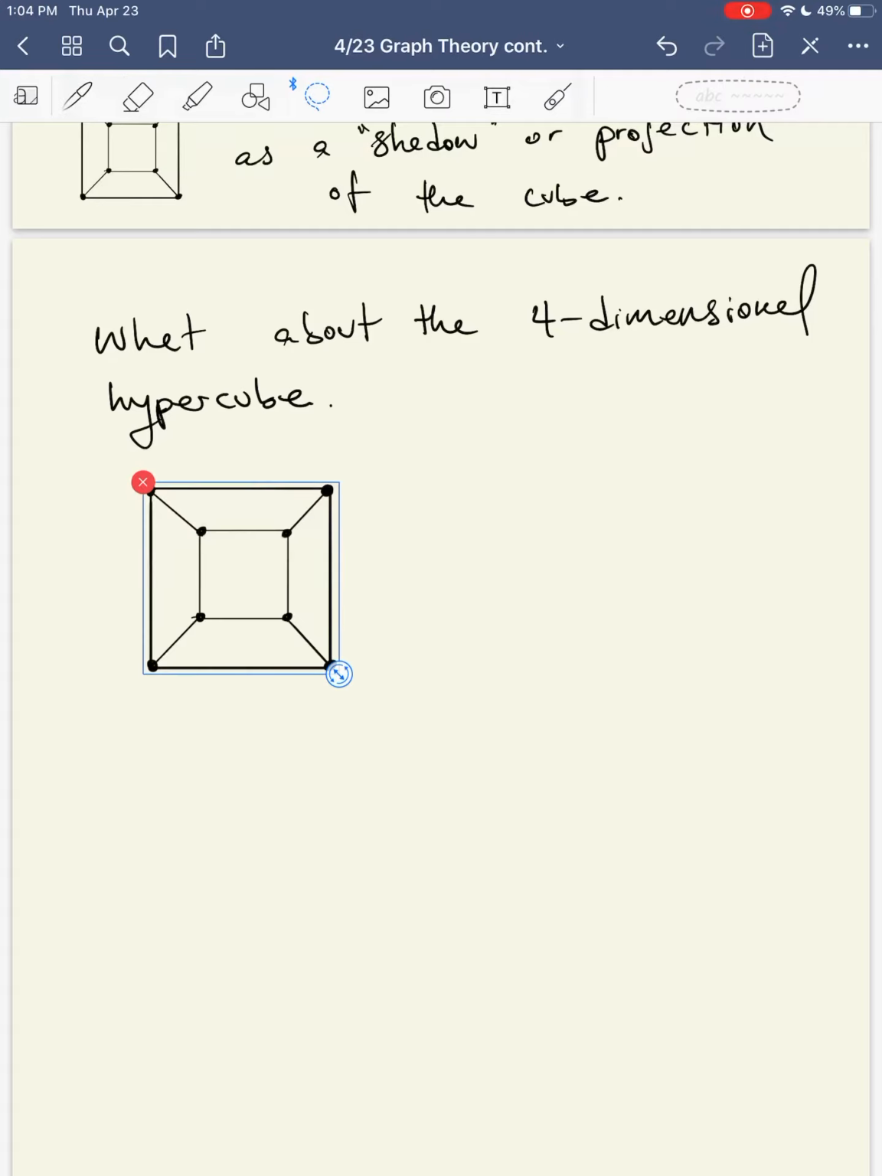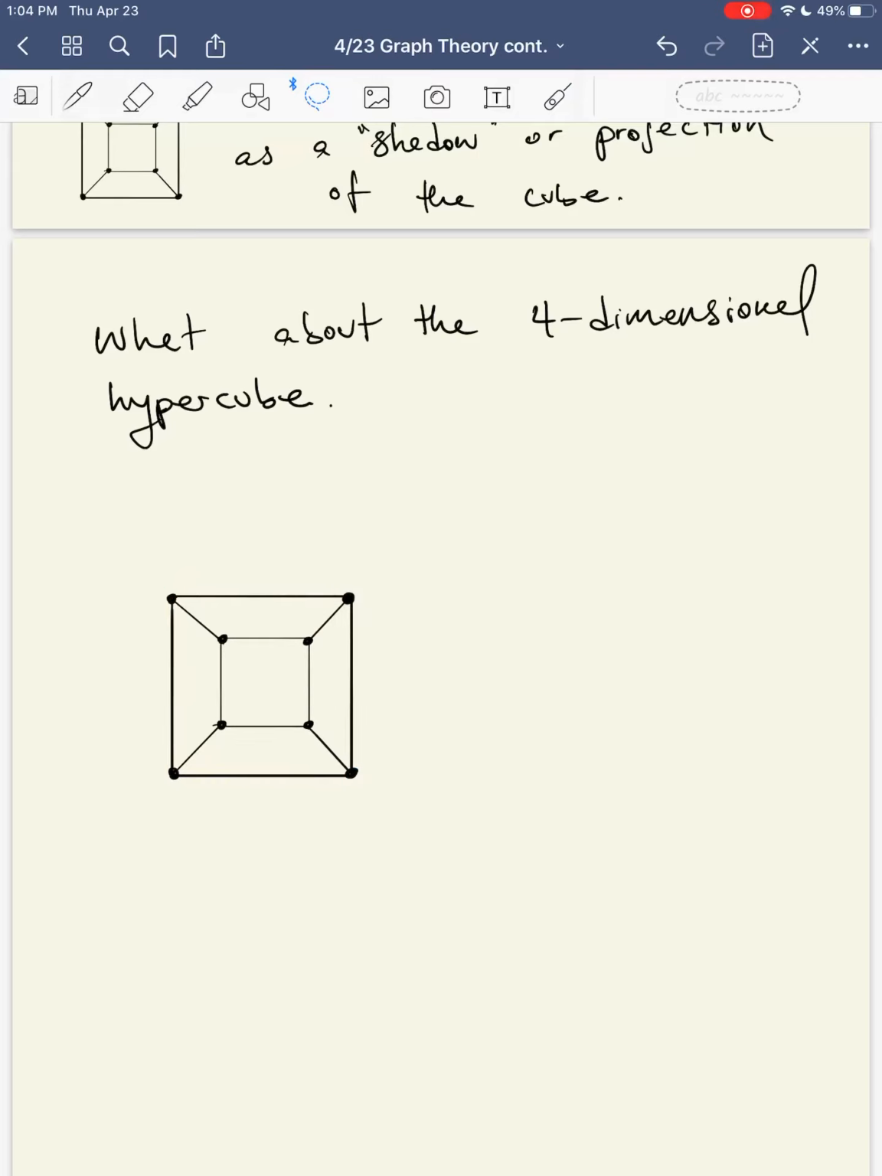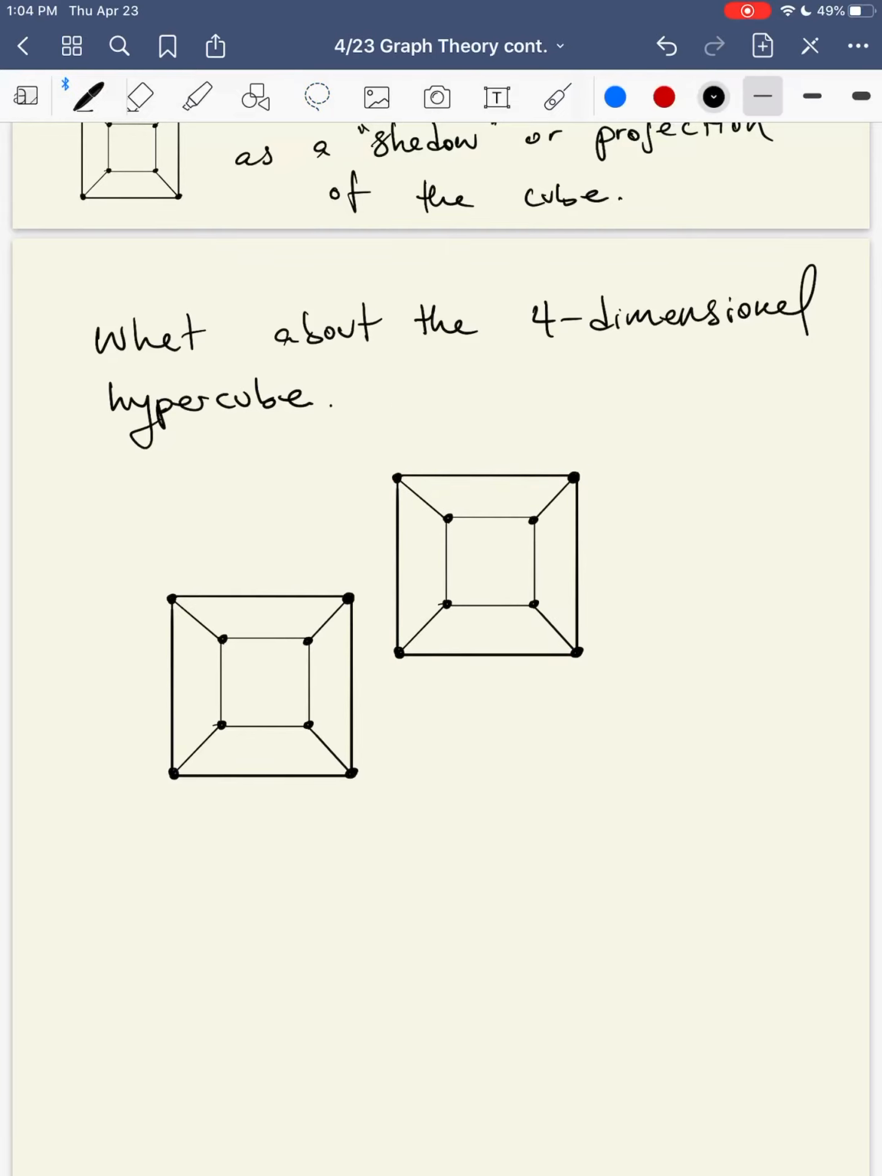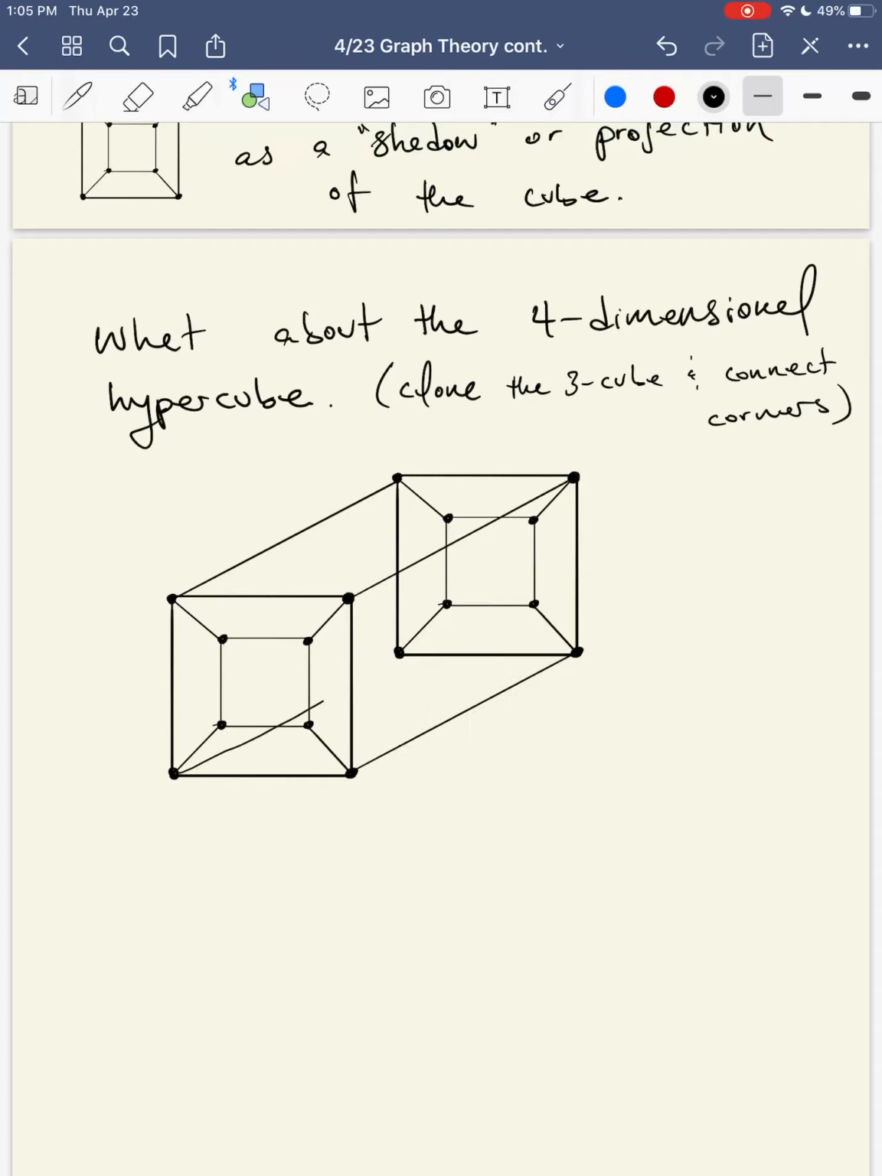So then I can do the same process. I just clone the three-dimensional hypercube, clone the 3 cube, and connect corners. Okay, so that's what I'm going to do. So this corner is going to go there. This corner is going to go there. This corner is going to go there. And this one to there. So now I've got the big ones joined up. And now I'll join up the little ones. Shoop. Shoop. Shoop. And shoop.